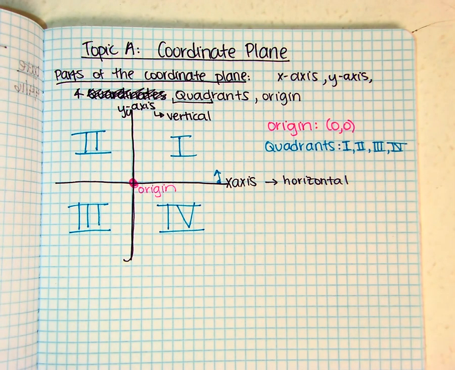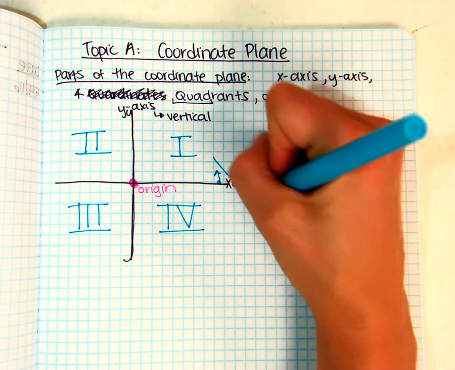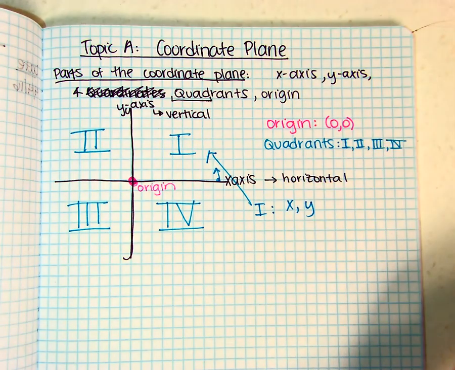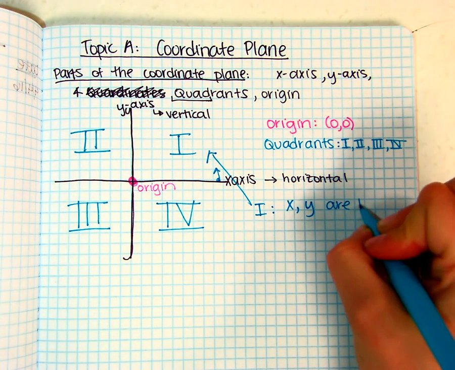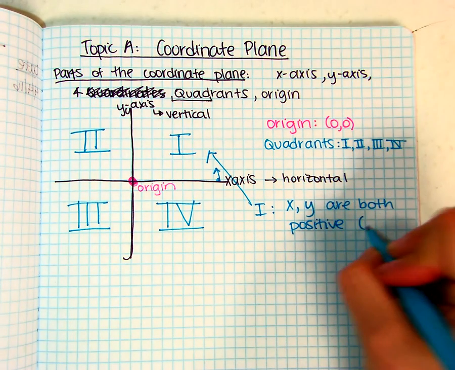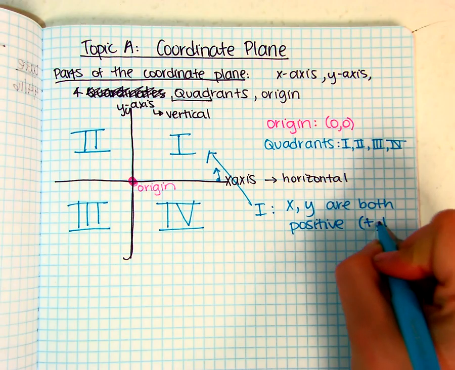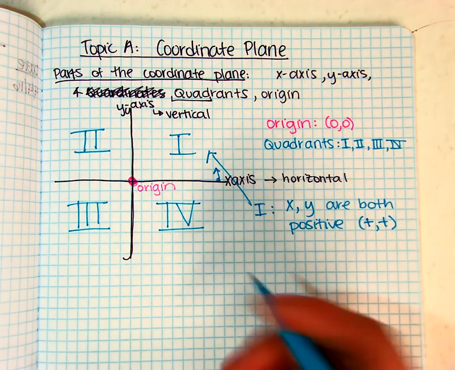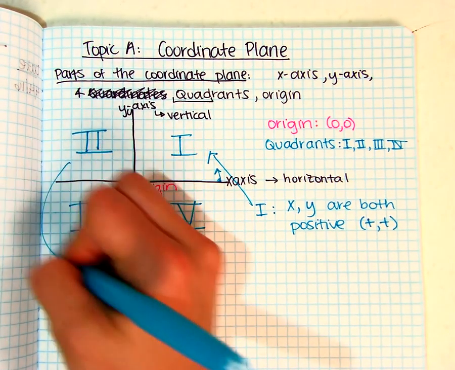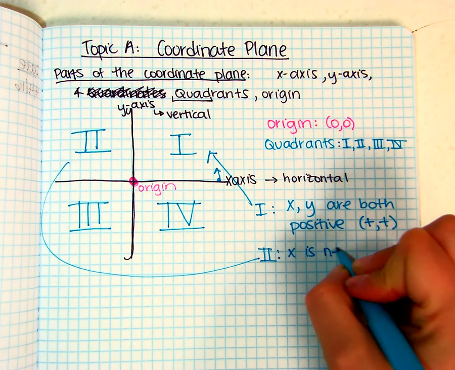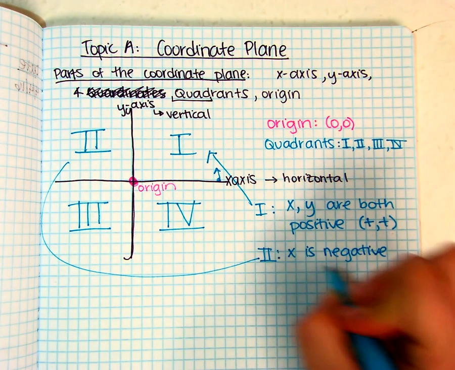So there's something that's characteristic about each of these quadrants. So we're going to look at quadrant 1 first. Okay, my x's and my y's are both positive. So if it was a coordinate point, it would be a positive number and a positive number. If we look at quadrant number 2, x is negative, but y is positive.